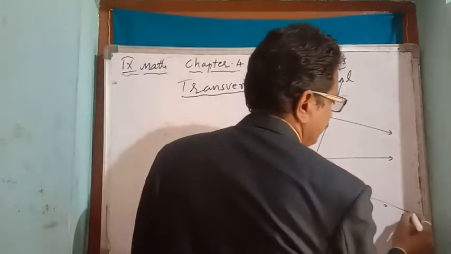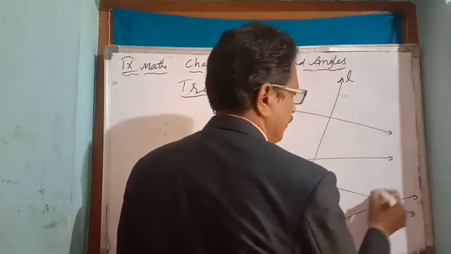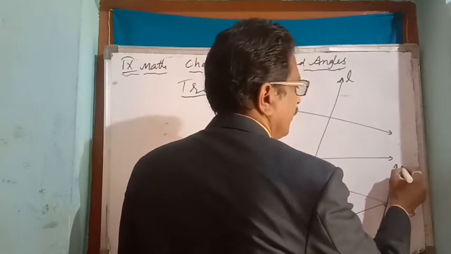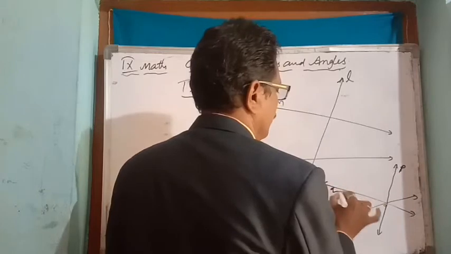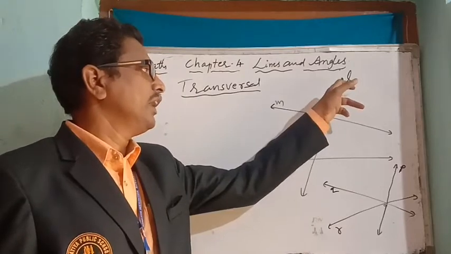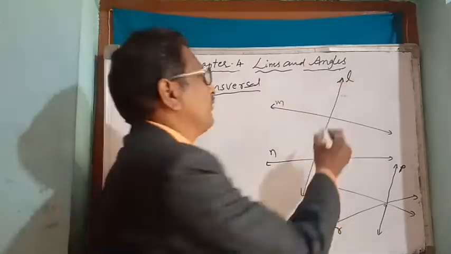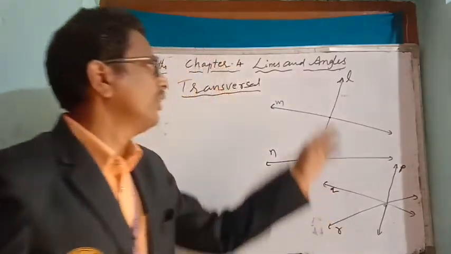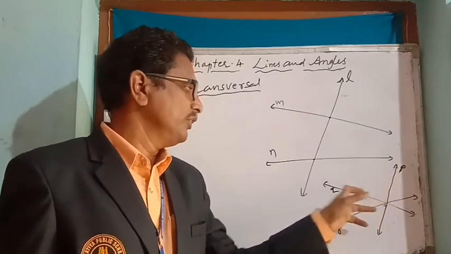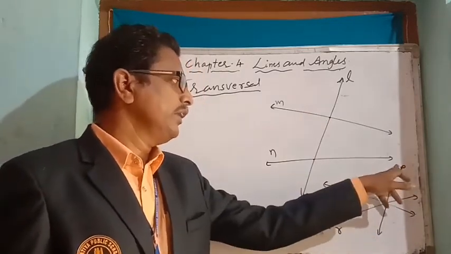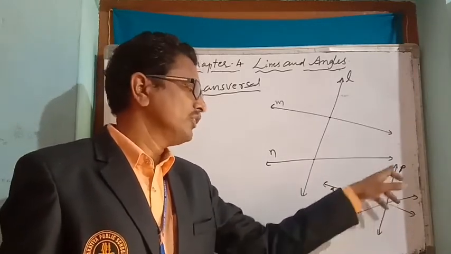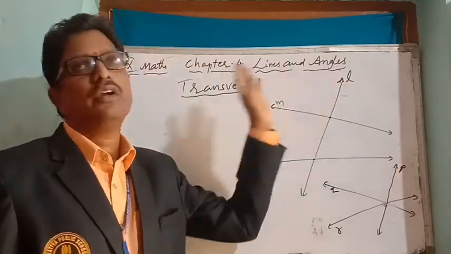Here, suppose two lines are there. Here L, here P, here Q, here R. See, this line L intersects the other two lines at distinct points. Here one point, here one point. So L is called a transversal line. Here, line P intersects the two lines at the same point. This is not a distinct point, so P is not a transversal. Only L is a transversal.